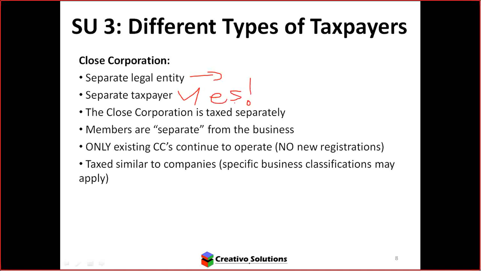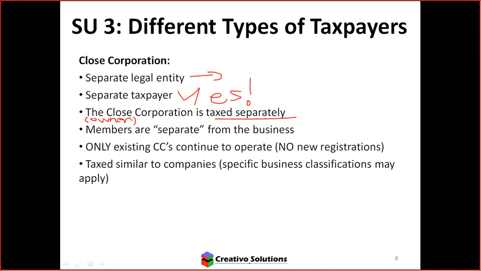Right, so will a CC have to pay its own tax? Yes, sir. Of course they will. Right, that's what I've written there. Taxed separately. Members are separate from the business. What does that mean? Well, a member is considered the owner of the business. That's the fancy word we use to describe an owner of a business. Well, in this case, the owner of a CC. Owner of a CC is called a member.